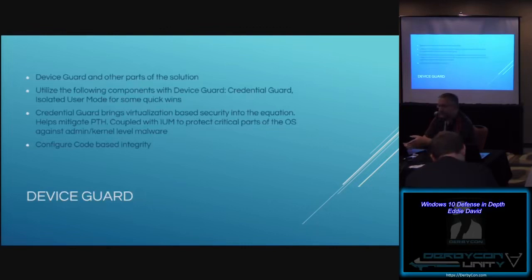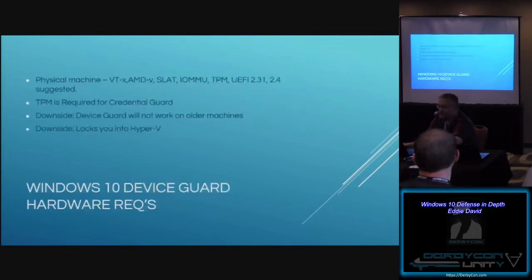Those are easy wins, but it locks you into Hyper-V, which I hate. Credential Guard is great for mitigating pass the hash, and I'll show in a couple slides how that mitigates once you have a hypervisor set up for it. IUM protects you against admin and kernel-level malware, and of course you need to configure code-based integrity with all that. So you're going to need a physical machine, obviously, for all this.